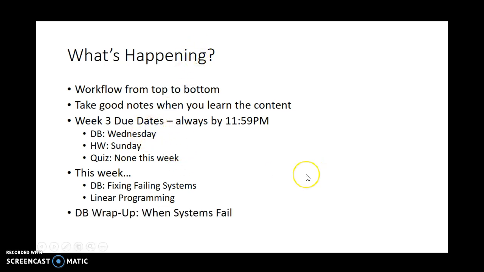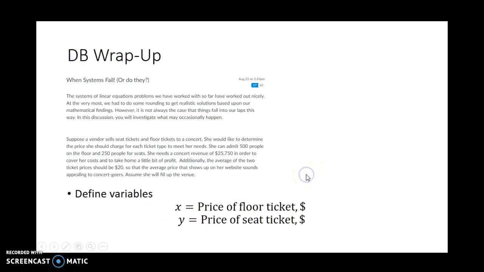I'll go ahead and finally just wrap up the discussion board on when systems fail. So I think a lot of us did a really great job of approaching this. But one thing that I want to point out that's really important when we're talking about defining variables is, number one, we need to define them, and we need to be very careful to say what measurement we are taking. Well, if I just say floor ticket and I say seat ticket, what am I measuring regarding the floor ticket? Well, I'm measuring the price. And as evident as that may seem to most of us, it can go unnoticed.